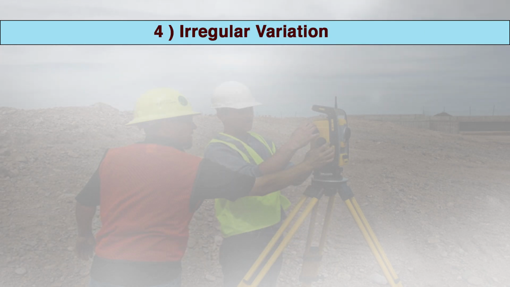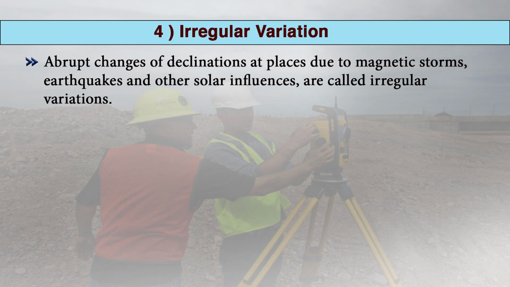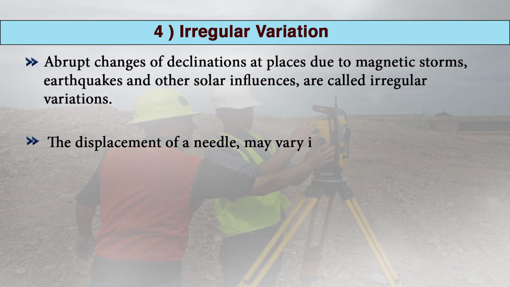Next and last, we will discuss irregular variation. Abrupt changes of declination at places due to magnetic storms, earthquakes and other solar influences are called irregular variation. These disturbances may occur at any time and place and cannot be predicted. The displacement of a needle may vary in extent from 1 degree to 2 degrees.